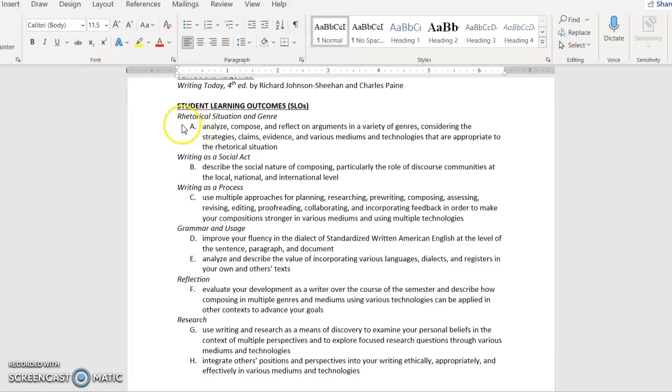So here we go. Rhetorical situation and genre. That's the first one. We've already been talking about that quite a lot. So you will learn to analyze, compose, and reflect on arguments in a variety of genres, considering the strategies, claims, evidence of various mediums and technologies that are appropriate to the rhetorical situation. As we've talked about before, your rhetorical situation is your topic, angle, audience, purpose, and context. And then the genre, right?